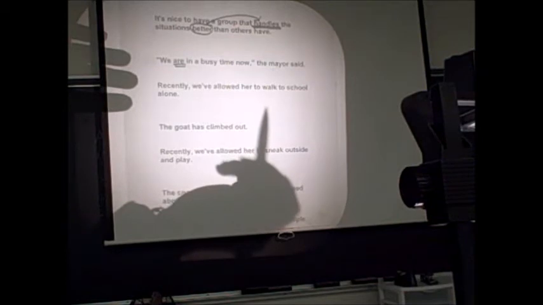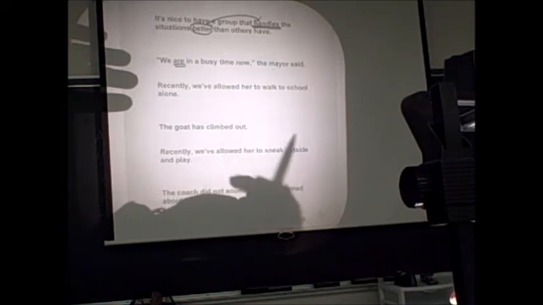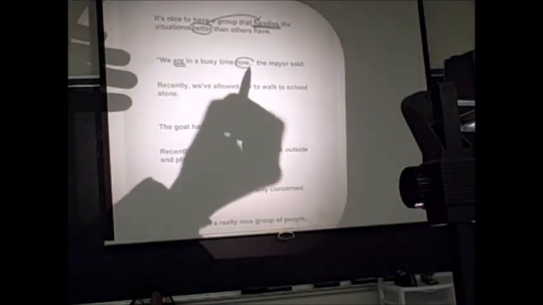The second group is going to have adverbs that answer the question when. We are in a busy time now, the mayor said. What word answers the question when? Now. And again, this modifies the verb.